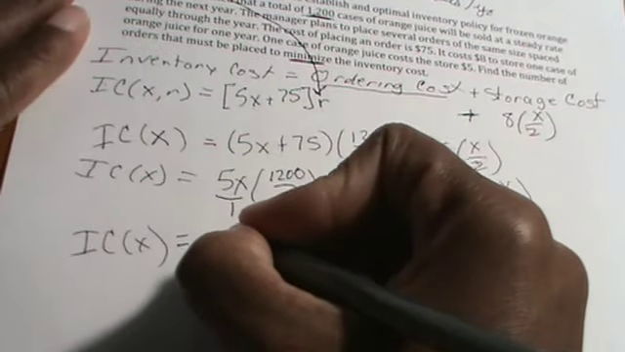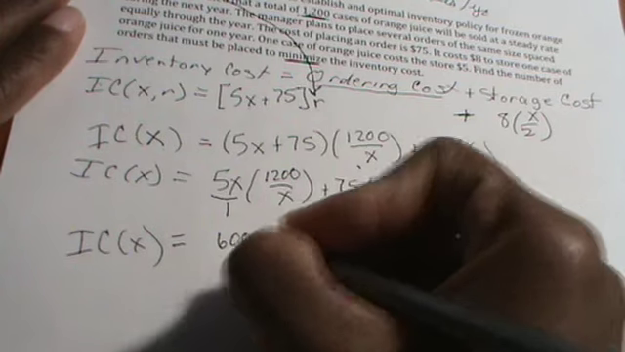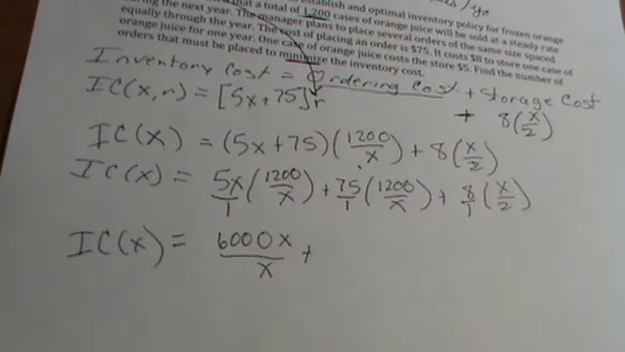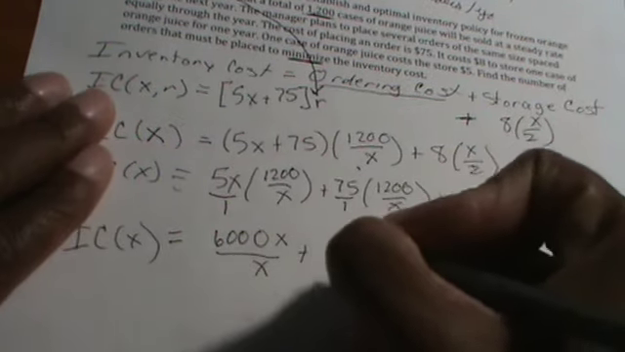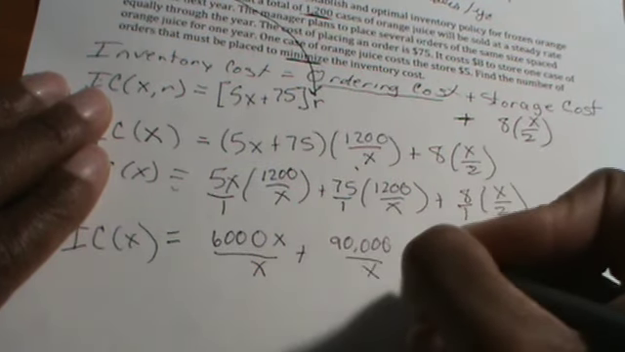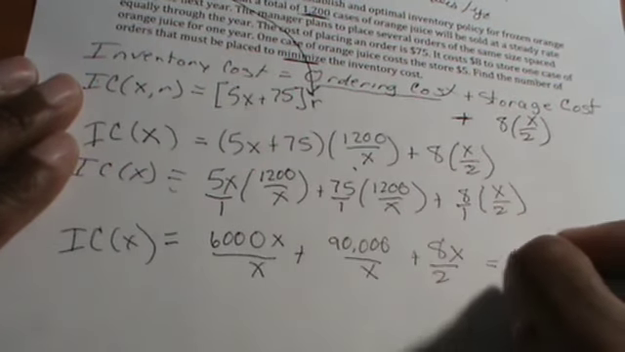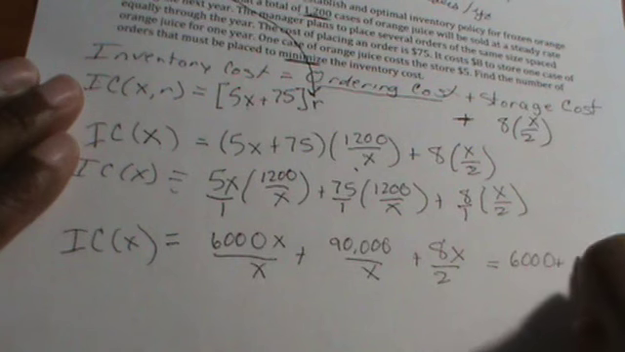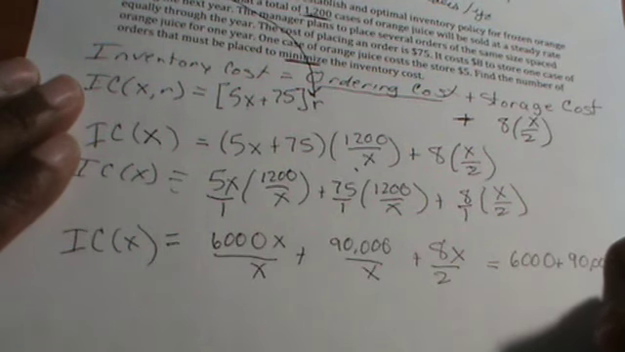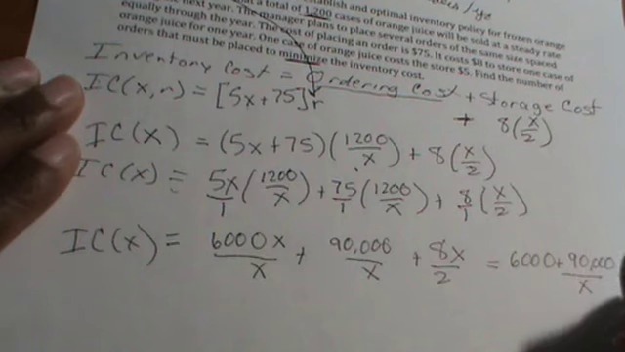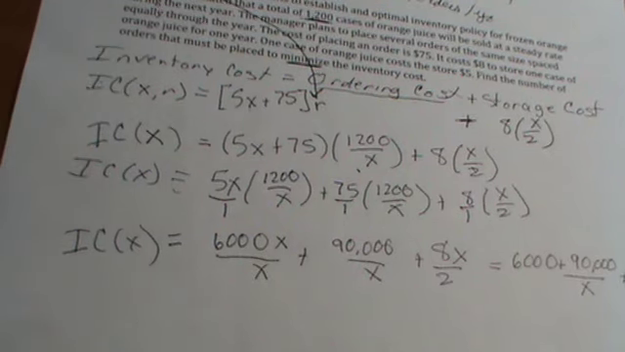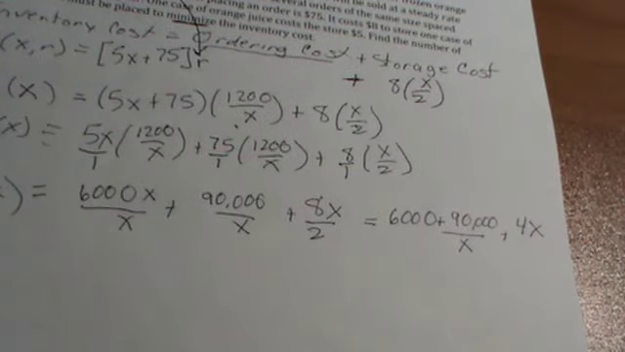So IC of X, multiplying straight across. This is 6,000 x over x, plus, I don't know what that is, 75 times 1200. I got 90,000 over x plus 8x over 2. You could go further. Notice the x's cancel, so you get 6,000 plus 90,000 over x plus 4x. All right, let me stop there. This is important. Okay, let me move that over so that you can see that.